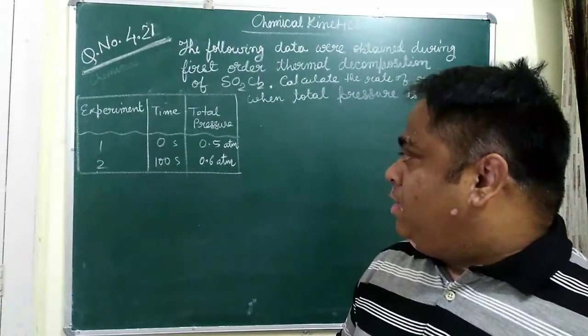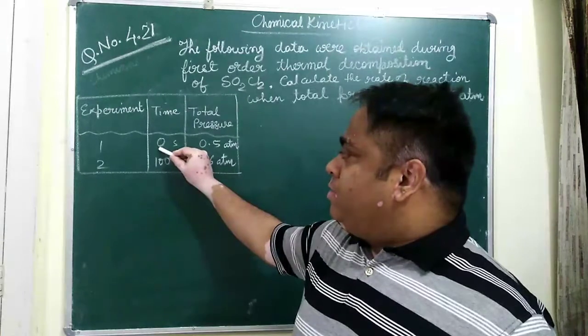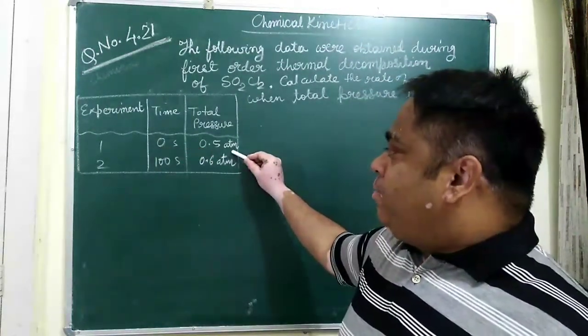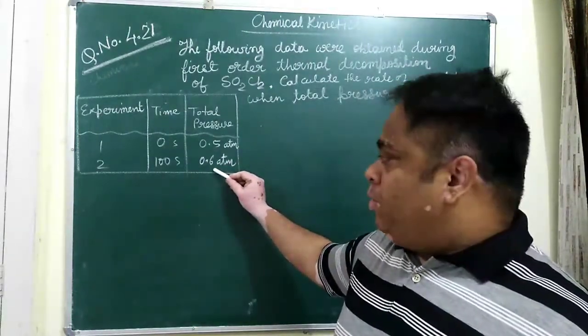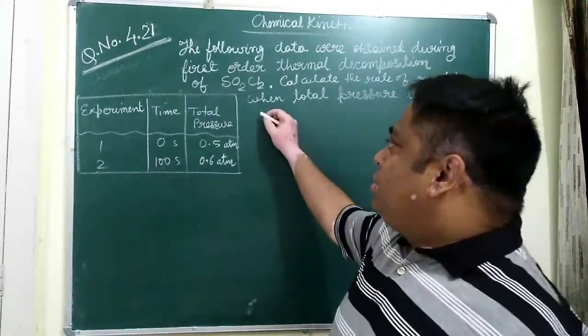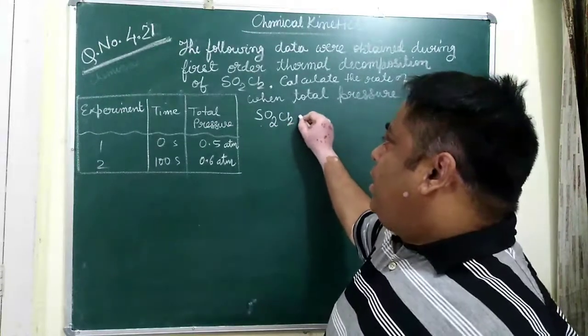First of all, think that when no time had passed, that means the reaction had not started, at 0 seconds, the pressure was less. But after 100 seconds, the pressure increased. Why? Because the number of gas molecules increased. How? Because thermal decomposition of sulfuryl chloride is taking place.